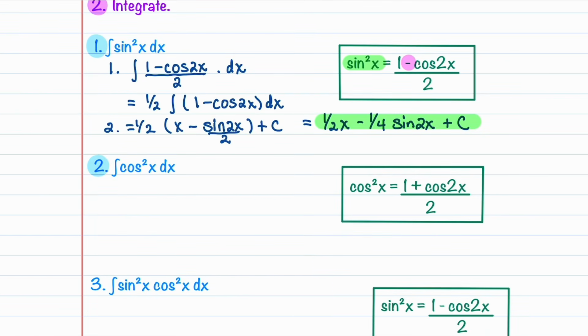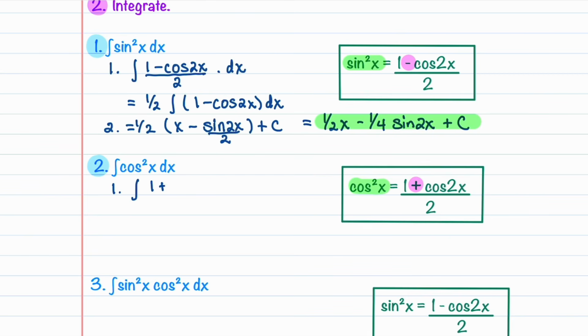Let's now look at example 2. We are going to integrate cosine² x dx. To do this, we are going to need to use the identity over here on the right in our green box, cosine² x. It's written in terms of cosine 2x, and notice that there is a plus in front of the cosine 2x. The reason that we're using this identity is we don't know what the integral of cosine squared is, but we do know what the integral of cosine is. Let's substitute this in.